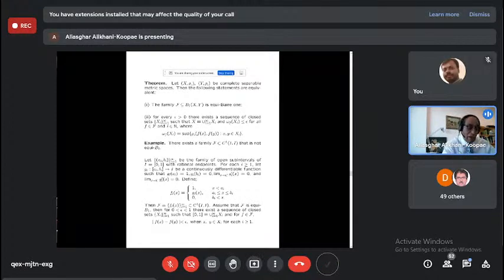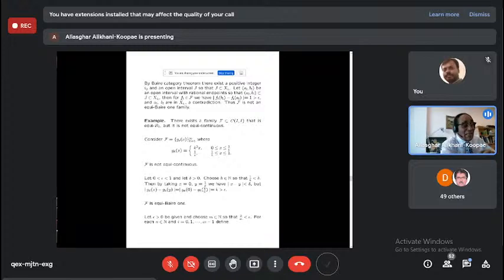This is the theorem sitting above. Cannot be XYBAR 1. Another thing is that we show that there exists a family F in C of I and I that is XYBAR 1, but is not XY continuous. So the XYBAR 1 family is bigger than the XY continuous family.